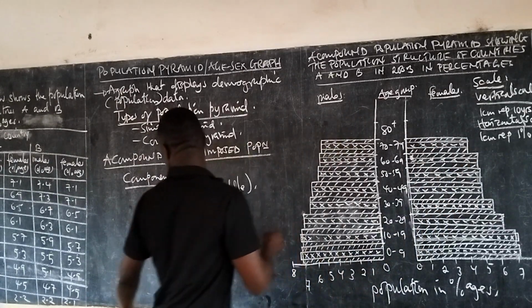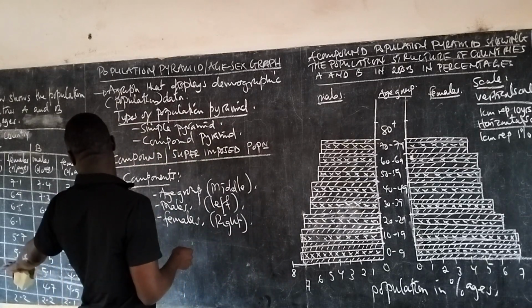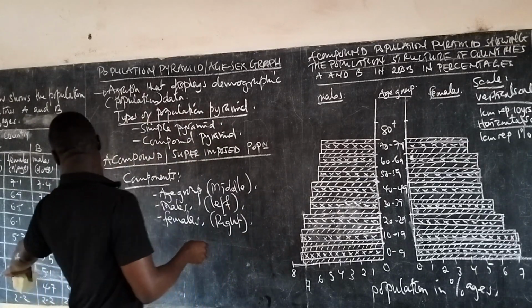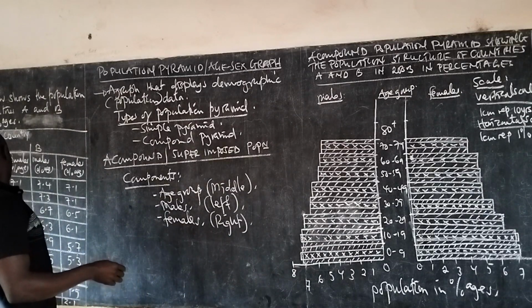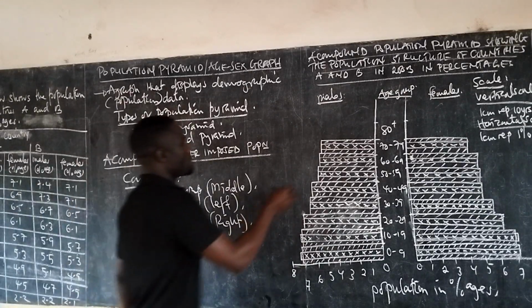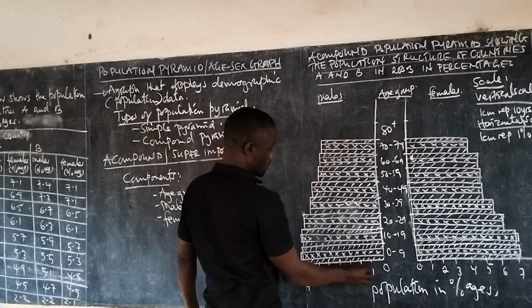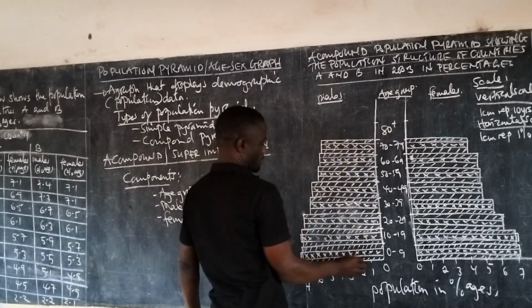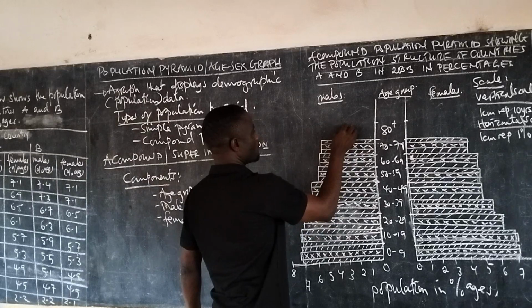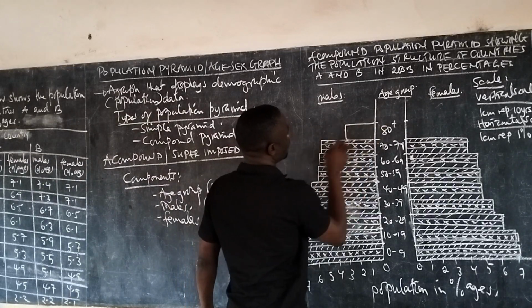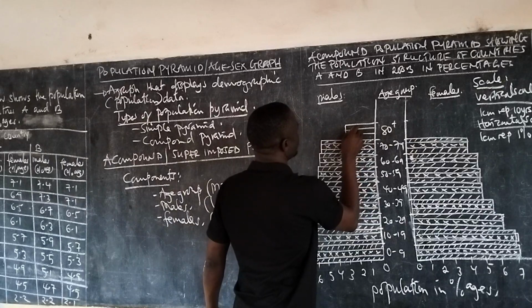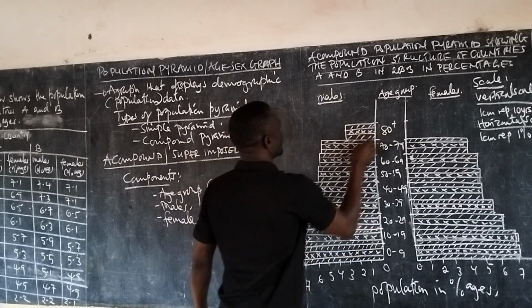The last is 80 plus, these are the 80 people. 2.2 males country A, 2.2 males country B. 2.2 can be around here, and 2.2 for country B. Country B we shade like this. Country A we shade like this.